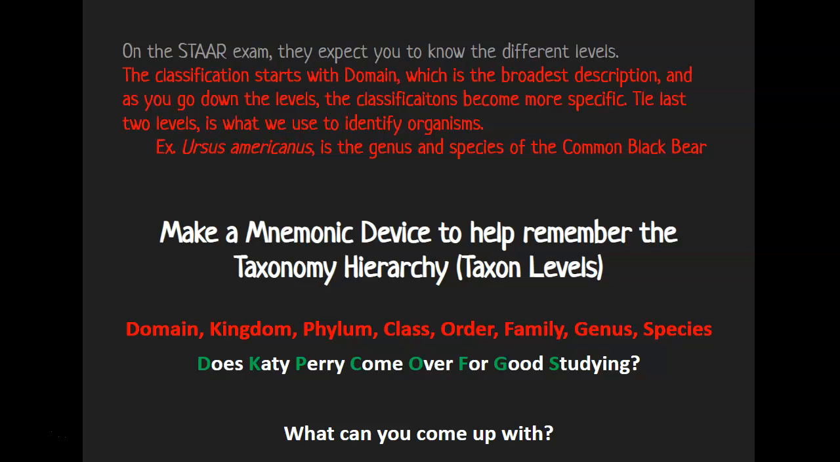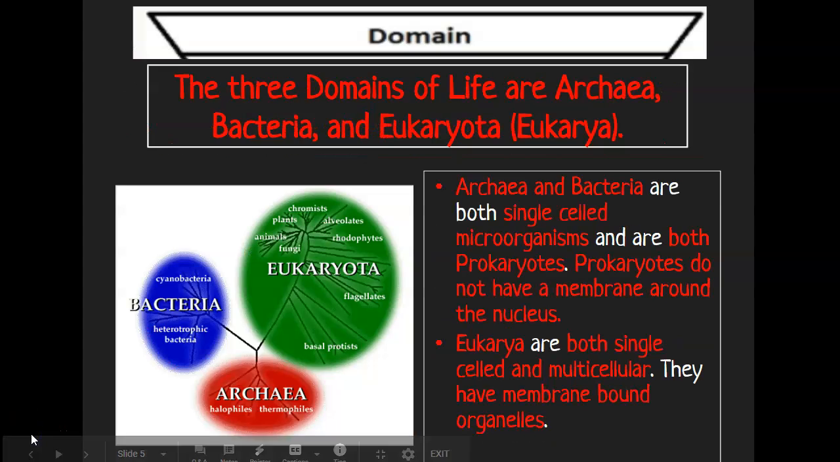So go ahead in your notes. You want to make sure that you get the concepts down that are in red. You are more than welcome to summarize these using your own words. You do not have to copy exactly what is on the screen. In the STAR exam, they're expecting you to know the 3 different domains, which is the broadest organization of all life. The first one is archaea, the second one is bacteria, and the third one is eukaryota, or you might hear it as eukarya. Those are synonymous.